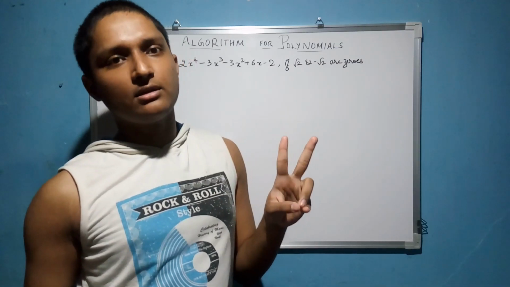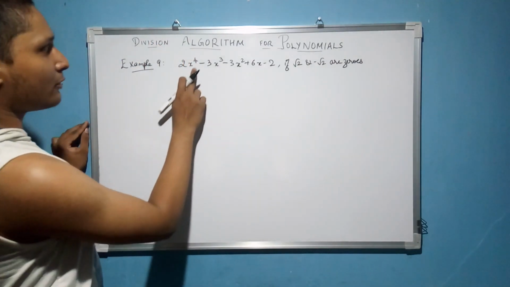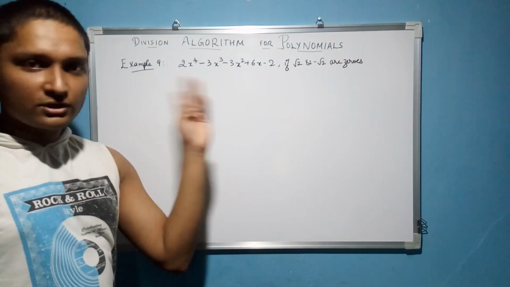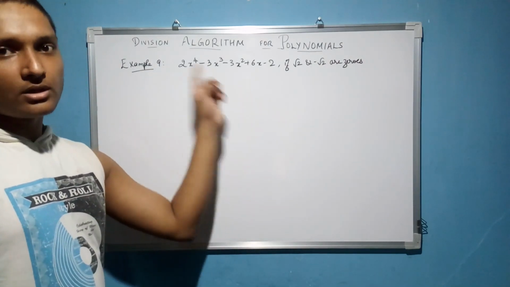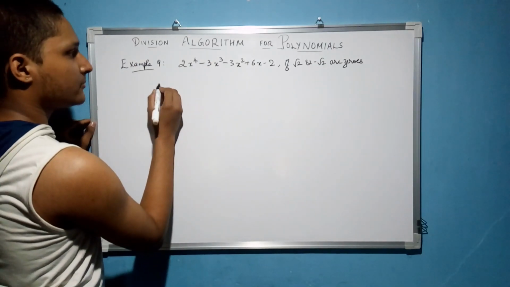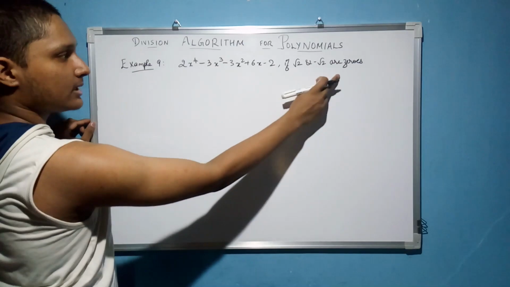Two zeros are given. So just by seeing that this is the power of having a maximum power of 4, you can tell that there are 4 zeros for the given polynomial. So you need to find what are those 4 zeros. Okay, now for that you have root 2 and minus root 2 are the zeros.